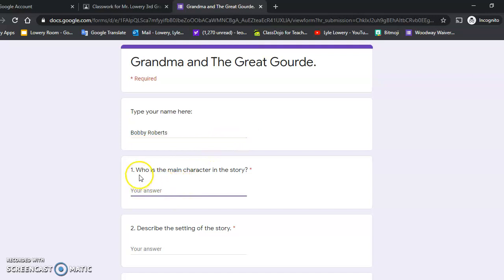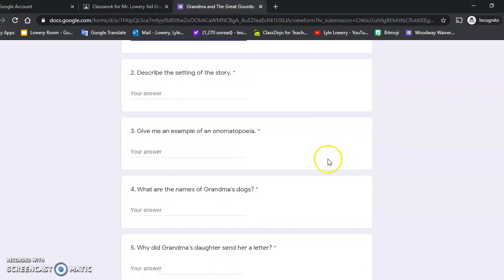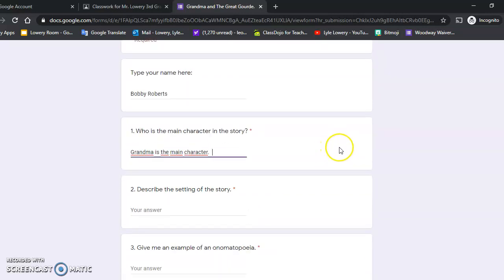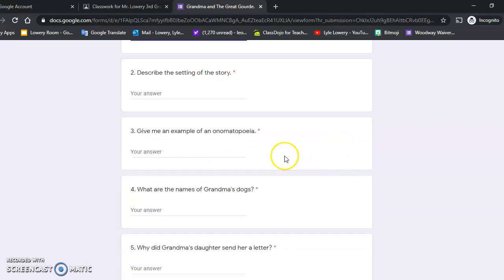Number 1, who is the main character in the story? Now I'm going to ask that you answer these in complete sentences, not just one word. We know the main character of the story was Grandma. But instead of just leaving a one-word answer, please say, Grandma is the main character. And that is what I would like for you to do throughout the rest of the answers. Please, no one-word answers. Please try to type complete sentences.